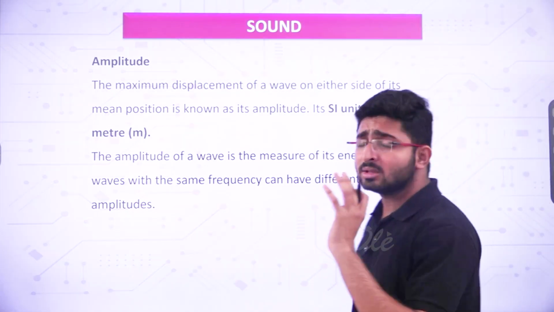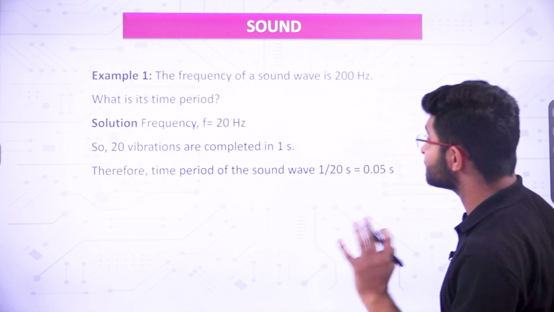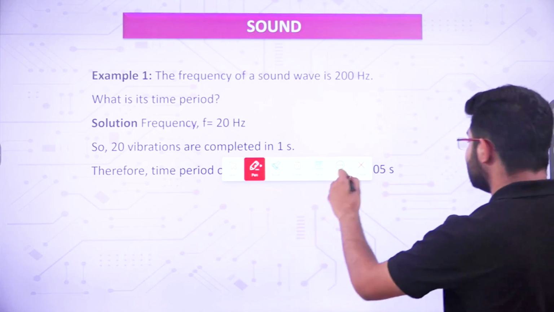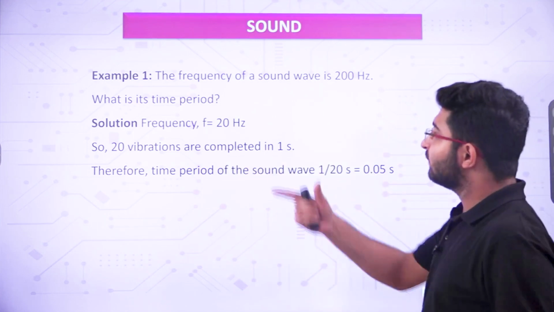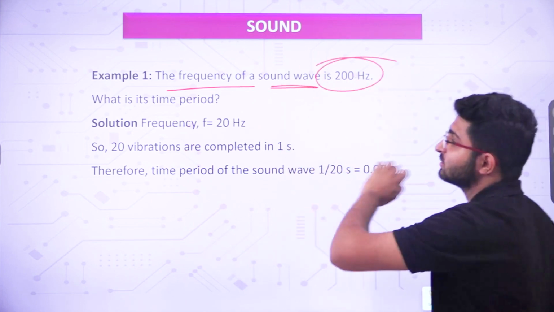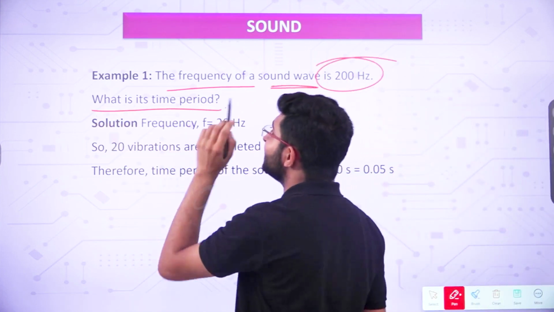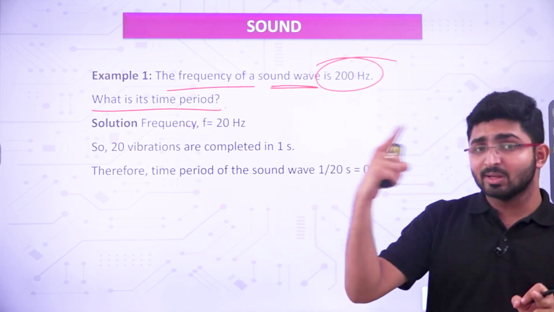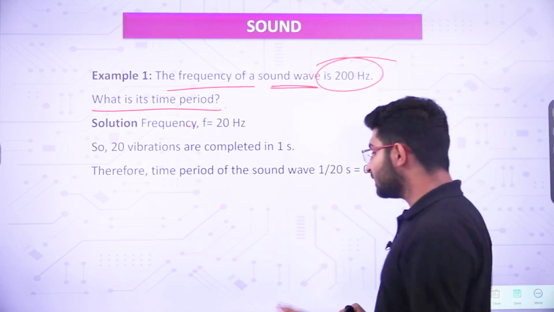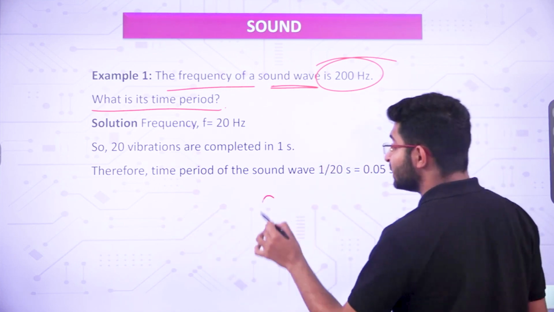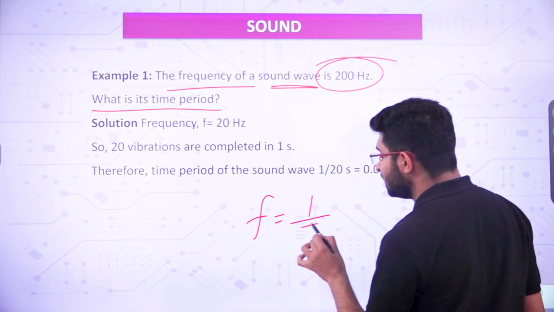Now moving ahead, the very new topic of this session is the example. Obviously, we are going to start with the example because we have studied the three terms. The very first example says the frequency of a sound wave is 200 hertz. What is its time period? Now, if you remember, I have told you what frequency and time period are. The relation between frequency and time period is: frequency is equal to 1 upon time period.